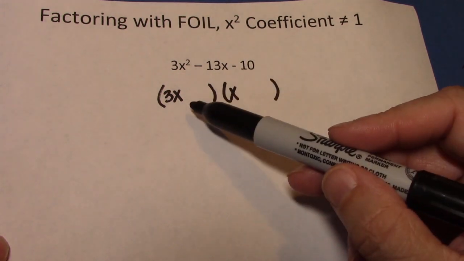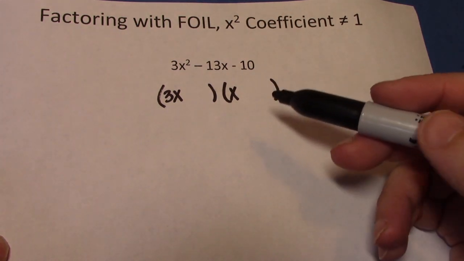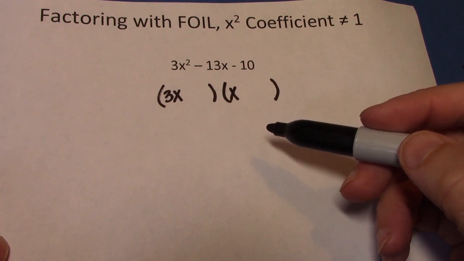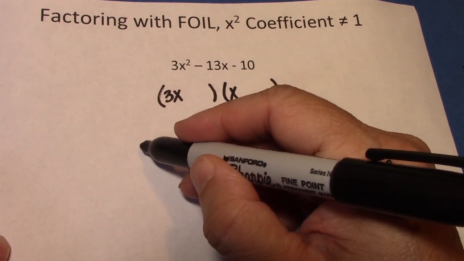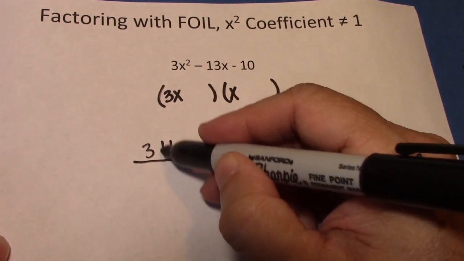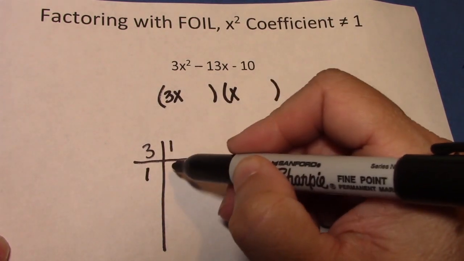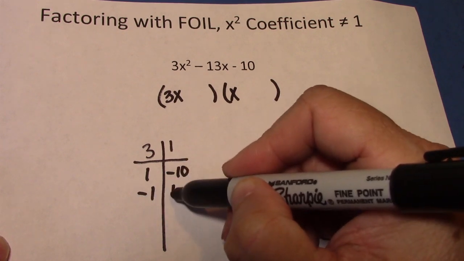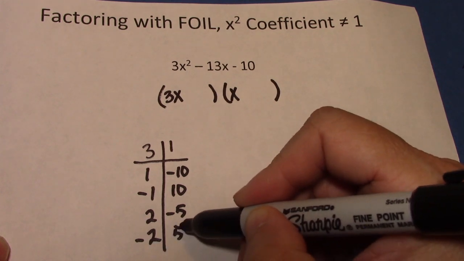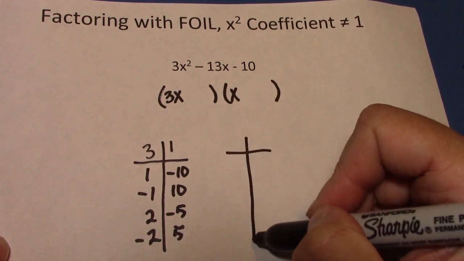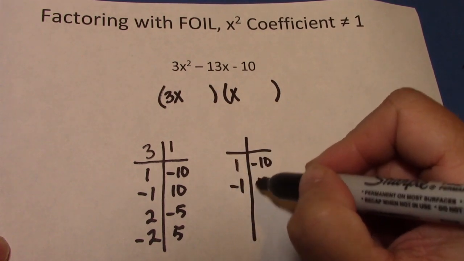But now, which one is going to go with the 3x and which one is going to go with the x? You can jump in and start doing some trial and error. That's perfectly fine. Or sometimes I like to make a little chart like this. And we'll start with a 3 and a 1 here. And I'll list the factors of negative 10. So I could have 1 and negative 10, or negative 1 and positive 10, or I could have 2 and negative 5, negative 2 and 5. Now I'm going to make another chart with the same factors of negative 10.